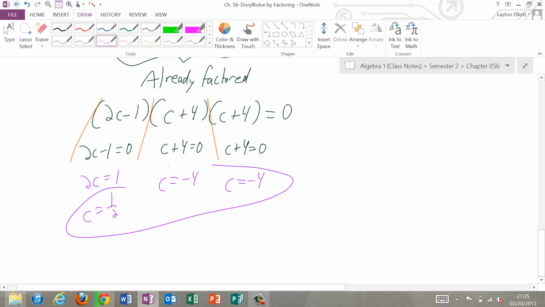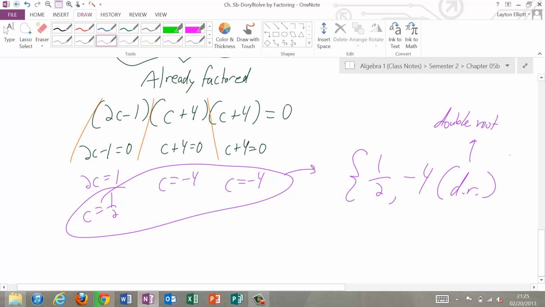These are our solutions, and we're going to express those in set notation. The 1/2 is going to be put there, as is the -4. We're going to put this little symbol DR after the -4, which stands for double roots, because the -4 was repeated. And this is actually our final solution.